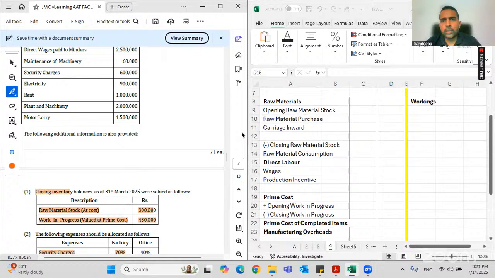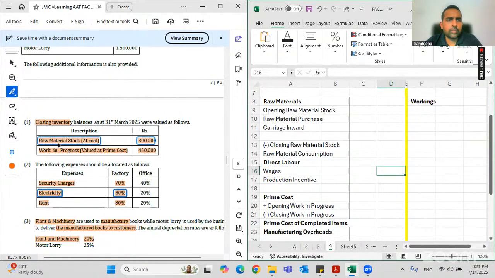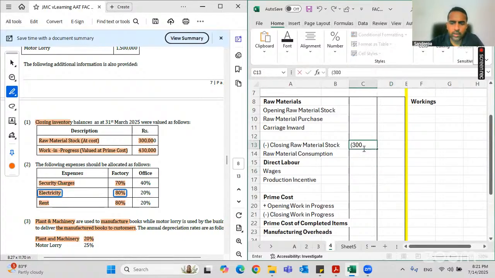Okay, right. We'll start. Raw material closing stock that we need to deduct. Raw material closing stock, we are going to deduct 300. Right. So you know the double entry closing.